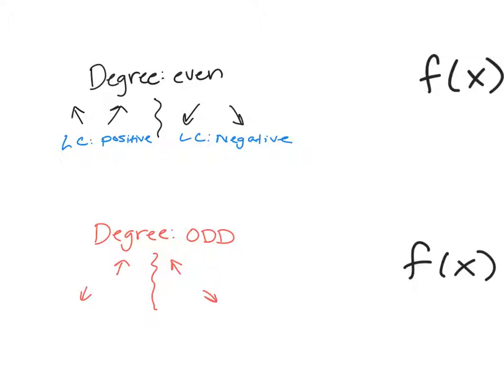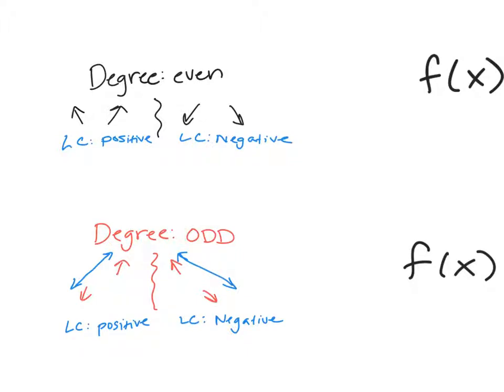For odd, if your leading coefficient is positive, you have something similar to a positively sloped line. If your leading coefficient is negative, you have end behavior that is like a negatively sloped line. And that's my easy way to remember it.